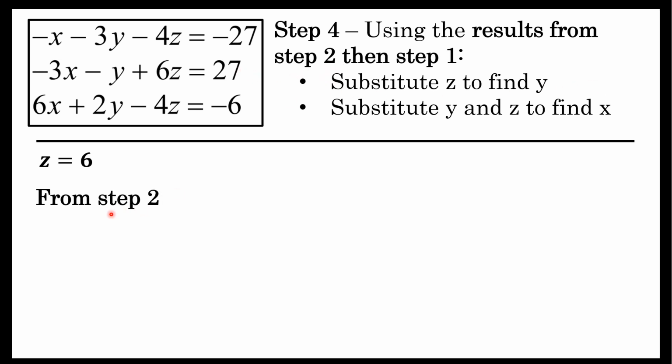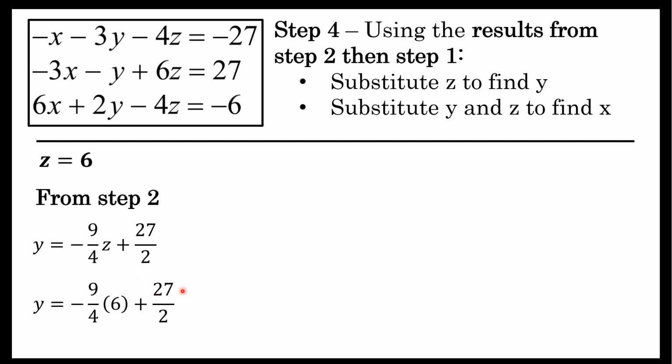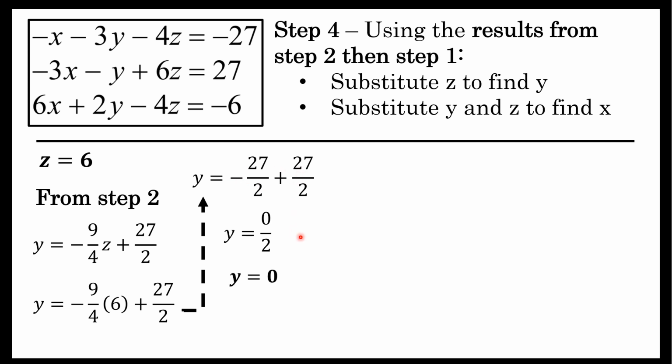So first, we're going to use the result from step 2. At the end of step 2, that was where we solved the second equation for y. We found that y was equal to negative 9/4 z plus 27 halves. So we're just going to substitute our value for z, 6, into this expression and easily get a y. Negative 9/4 times 6 plus 27 halves is a basic arithmetic problem. The product of negative 9/4 and 6 is negative 27 halves, plus 27 halves is, I don't think that we need a calculator for this, 0 halves, or 0. So we now know that y is equal to 0.